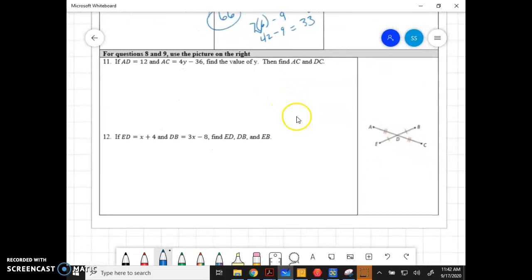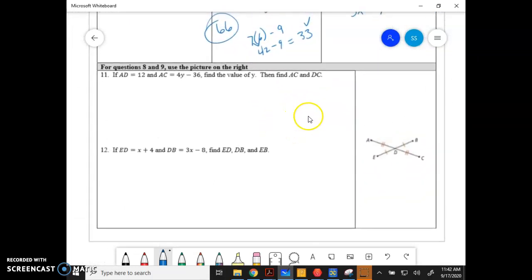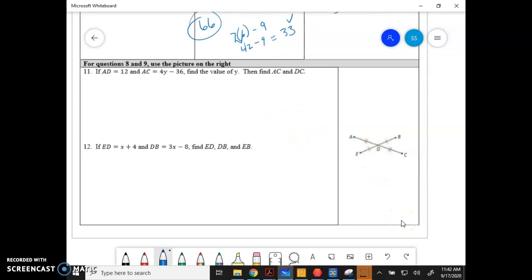let's see if I use the picture on the right. Okay, so if AD, so let's find AD. AD is here. If AD is 12, it's good to label these. Okay, and AC is 4y minus 36.